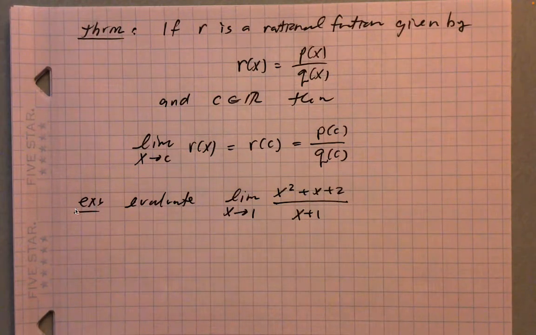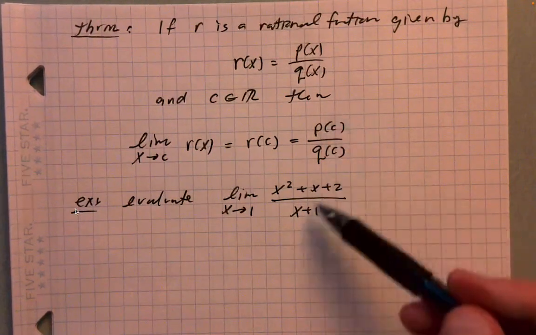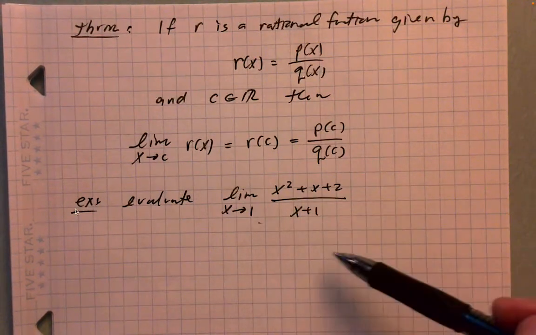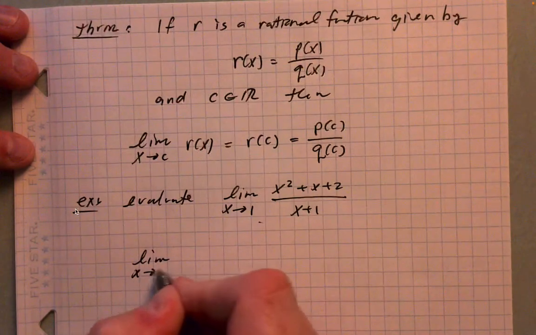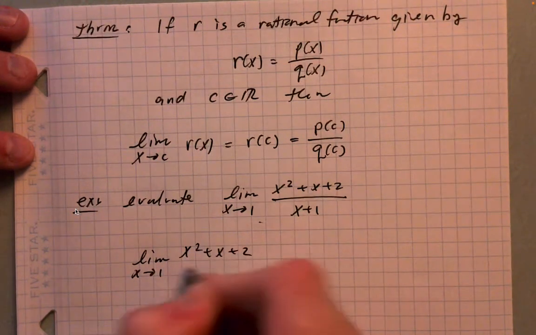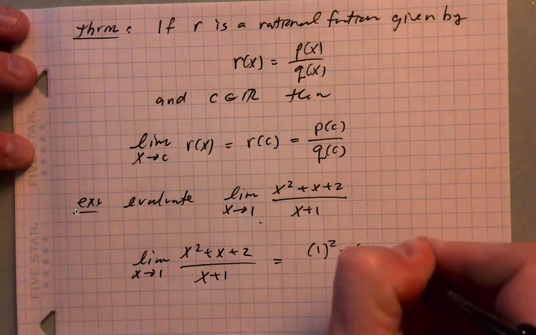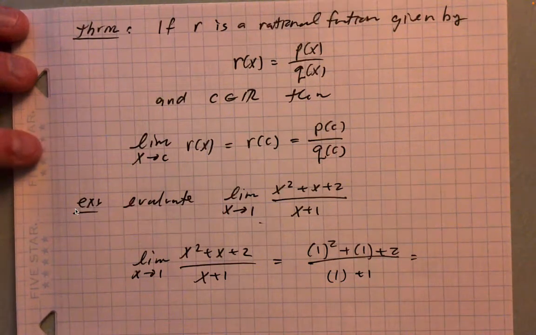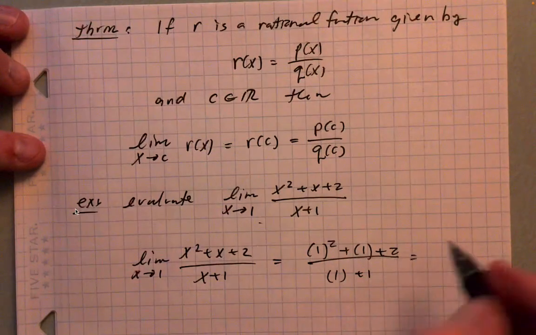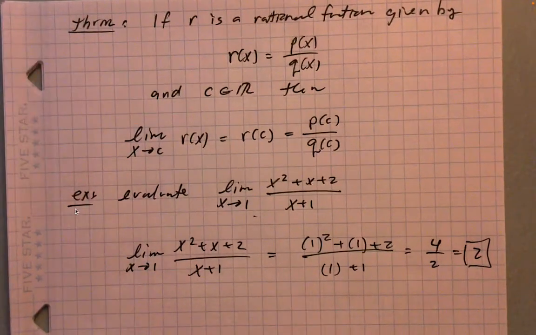Now we know that, well, look, a polynomial is a rational function. The previous theorem says the limit is basically the evaluation of the function at the limit point. So the limit here is going to be equal to 1 squared plus 1 plus 2 over 1 plus 1. And I think when you plug all that in, you get what? 1 plus 1 plus 2, so 4 up top, 2 on the bottom. There you go. So the limit there is 2. Couldn't be easier, right?